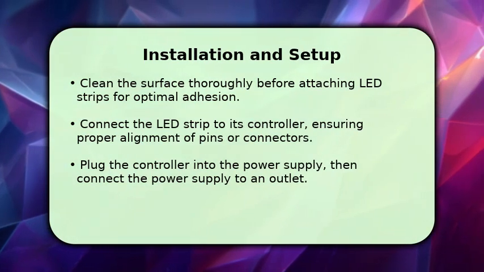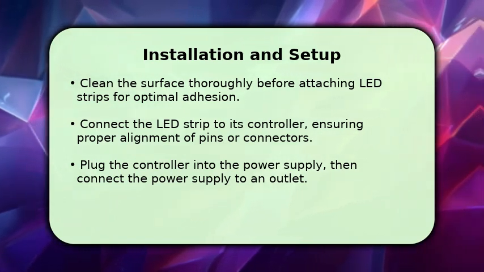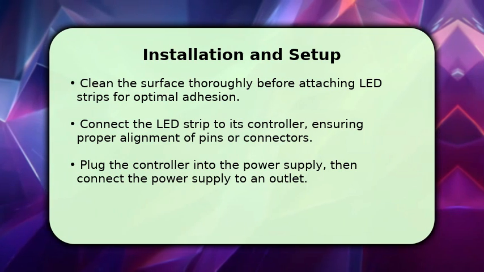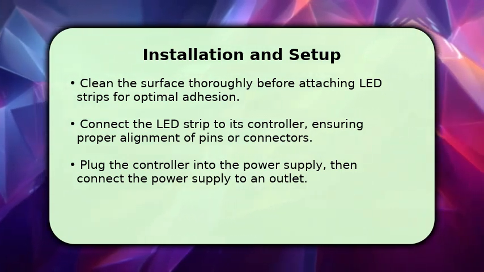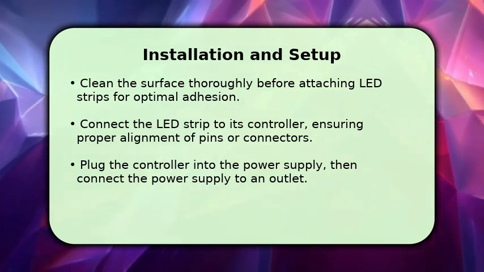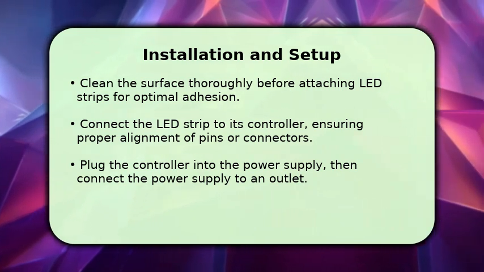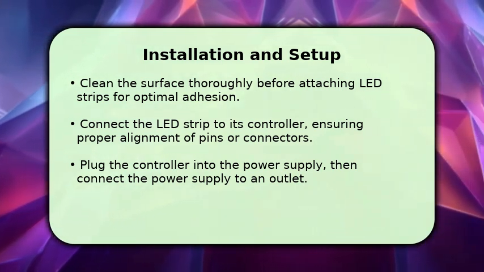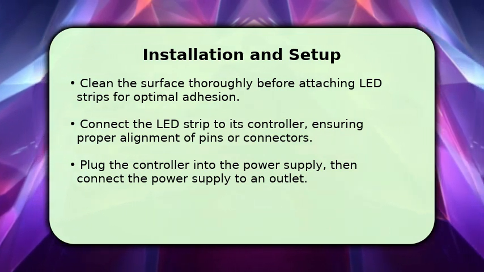Installing your rainbow LED lights is straightforward. First, clean the surface where you plan to attach the strip to ensure strong adhesion. Next, connect the LED strip to its controller, paying close attention to the pin alignment. Then, plug the controller into the power supply, and finally, connect the power supply to an electrical outlet. For smart lights, download the corresponding app and follow the pairing instructions.